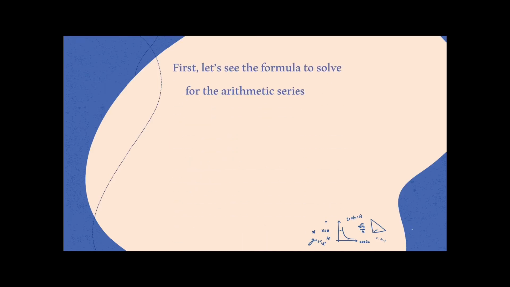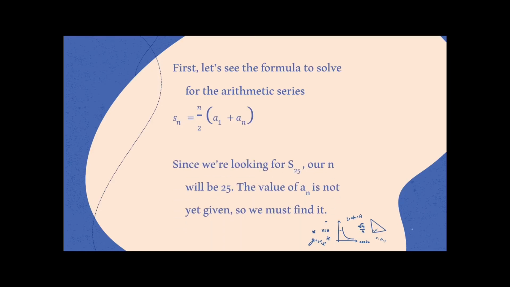First, let's see the formula to solve for the arithmetic series. S sub n equals n divided by 2 times a sub 1 plus a sub n. Since we're looking for S sub 25, our n will be 25. The value of a sub n is not yet given, so we must find it.